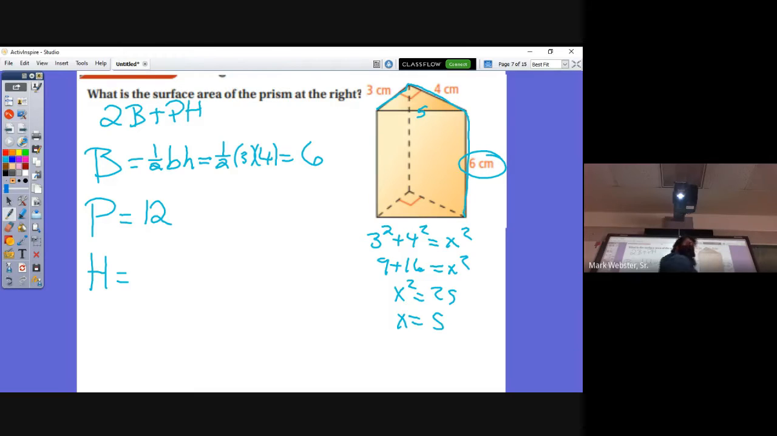right. Now look, I've got that, and that. They all go in there, right? So 2b plus ph, and then to calculate that out, right? 12 plus 72.